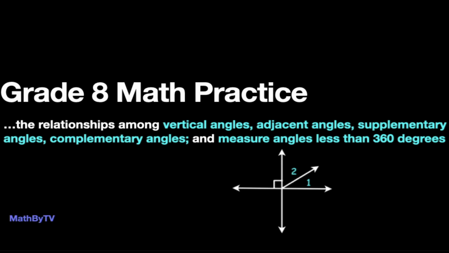In this lesson, we're going to review the relationships among vertical angles, adjacent angles, supplementary angles, complementary angles, and last but not least, measuring angles less than 360 degrees. So let's go ahead and begin this lesson.